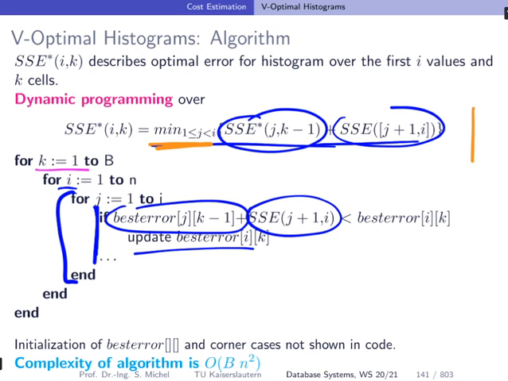It's also important to note that this algorithm is not creating equi-depth or equi-width histograms. Here the intervals can be arbitrarily wide. They don't have to be the same width and also not the same depth.